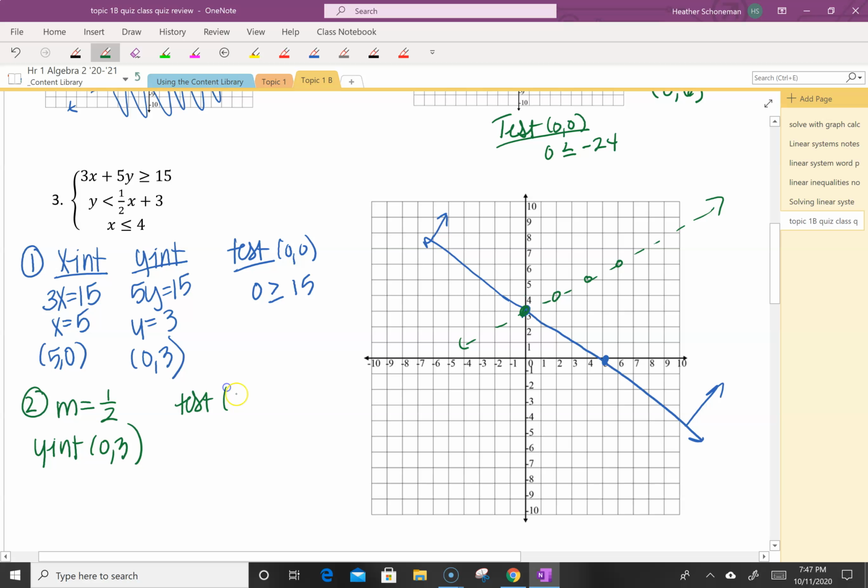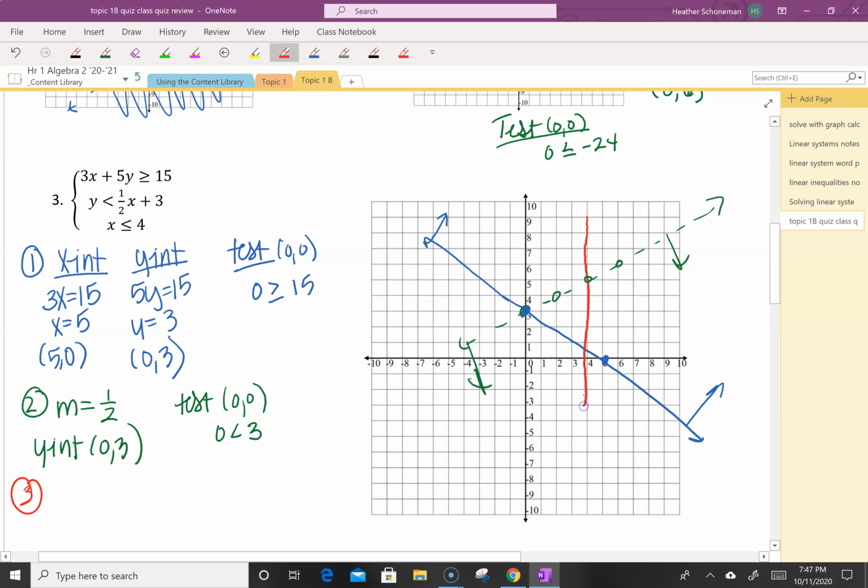When I test this one, I can still use (0, 0) because it's not on my line. So I get 0 is less than 3. That's true, so I'm going to shade towards the center. Last but not least, I have x is less than or equal to 4. When it's x, then it's going to be a vertical line.